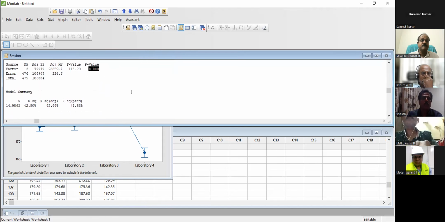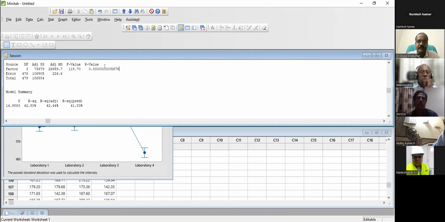Can you see the p-value? It is saying 0. It cannot be exactly 0. It will be some smaller value. But Minitab has got some limitation. It can go up to only 3 decimals, so it is rounded off to 0. But maybe somewhere after this, it is some value.